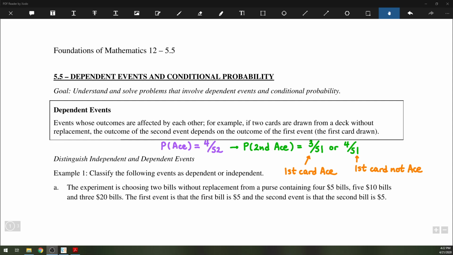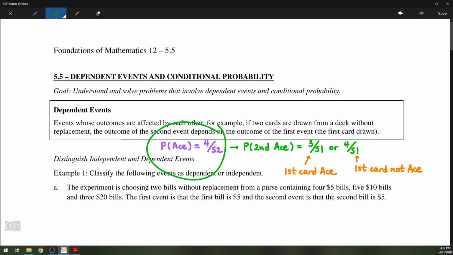So for example, you can have two cards drawing from the same deck of cards without replacement. Then the outcome of the second event depends on what you drew first. Case in point, let's say you are drawing a card out of a deck of cards and you're looking for aces. There are 4 aces out of 52 cards in a deck of cards. Now, if you drew an ace on your first card, there are only 3 aces remaining out of 51 cards. But if you didn't draw an ace on the first card, then you still have 4 aces left in the deck out of the 51 cards. So that would be a classic example of dependent events.